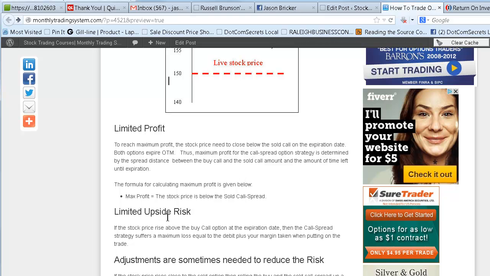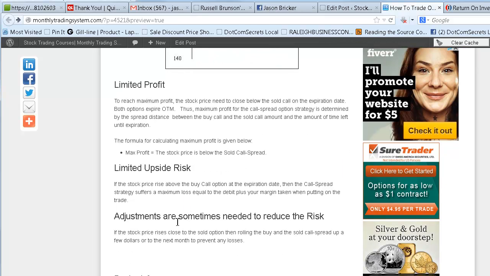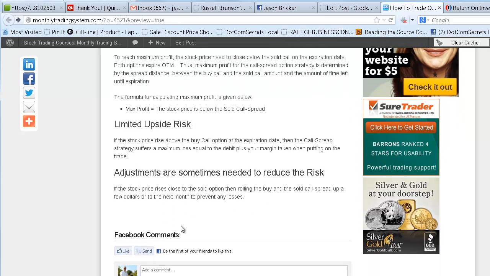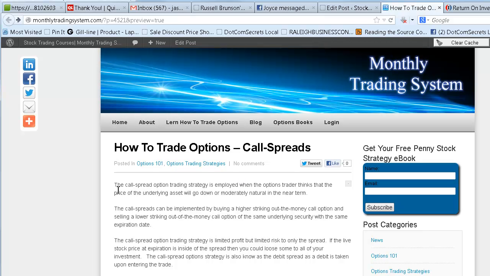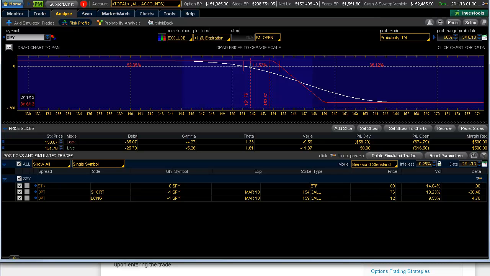There is limited upside risk and there's limited downside risk, and sometimes you'll have to do adjustments, not a lot of times. And let me go over to Thinkorswim right now and show you what it looks like within the trading platform. Okay, now I'm in Thinkorswim.